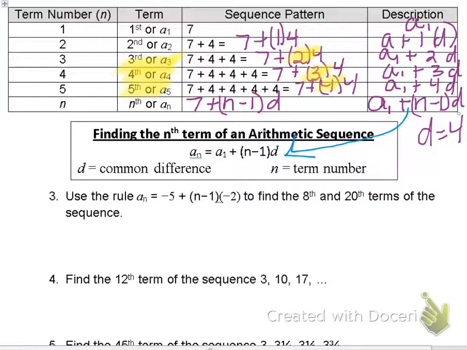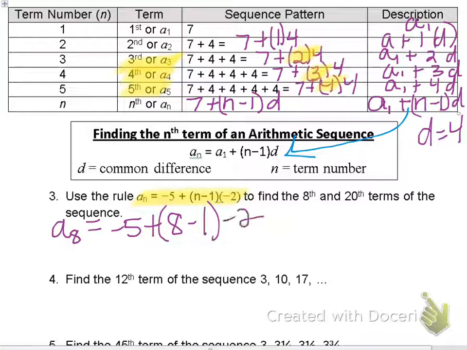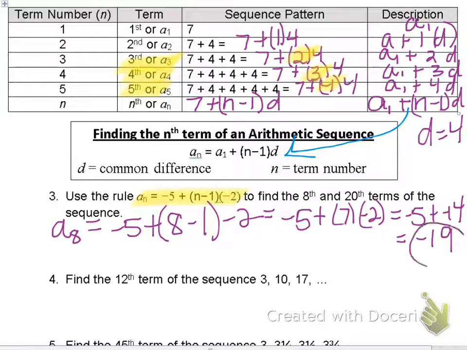So we're going to practice using that really quick. Okay, we're going to use this rule to find the 8th and the 20th terms. So we'll start with the 8th. So A8 equals negative 5 plus 8 minus 1. I'm going to fill in 8 wherever there's an n, times negative 2. Okay, so that equals negative 5 plus 7 times negative 2, which equals negative 5 plus negative 14, which equals negative 19. So that's our first one.